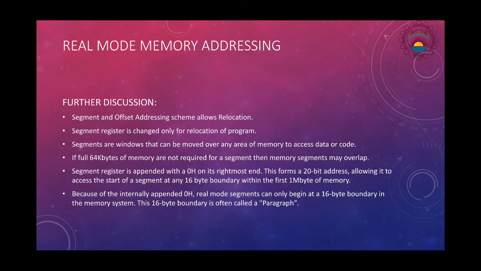If you are having more than one data segment in memory, then for accessing data present in the second segment, you have to change the contents of the data segment register, and that will relocate your data segment. After changing the data segment register, you will be accessing data from the second data segment. So the segment offset scheme allows relocation.